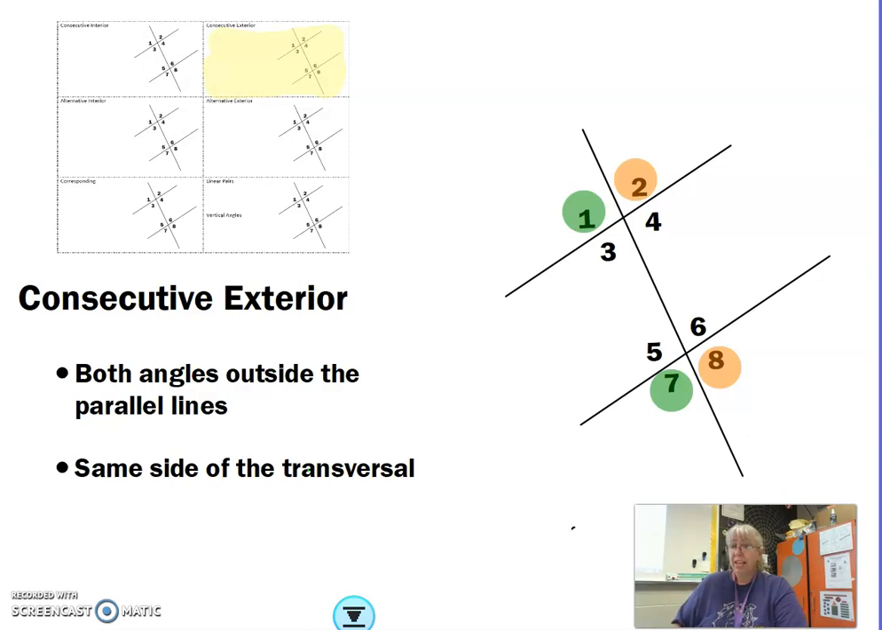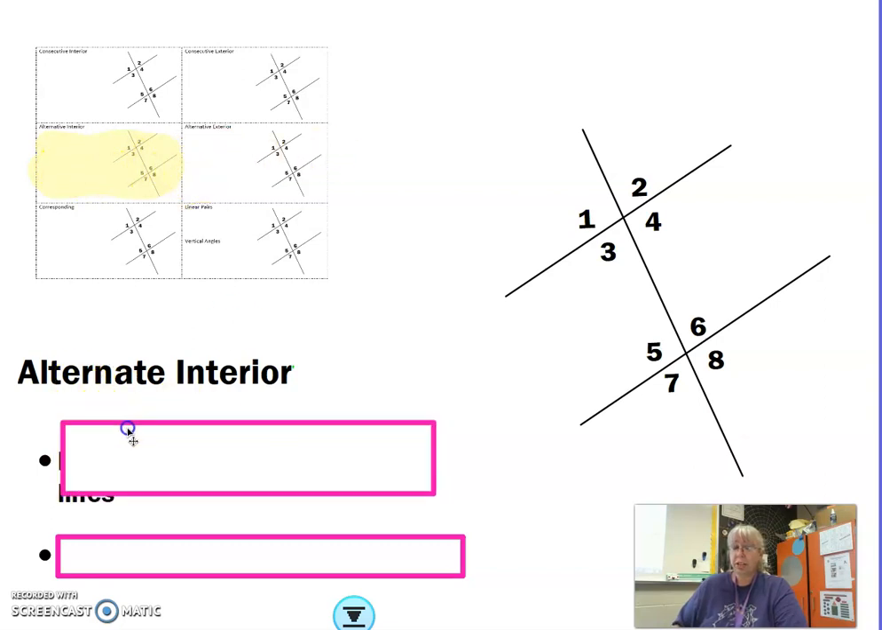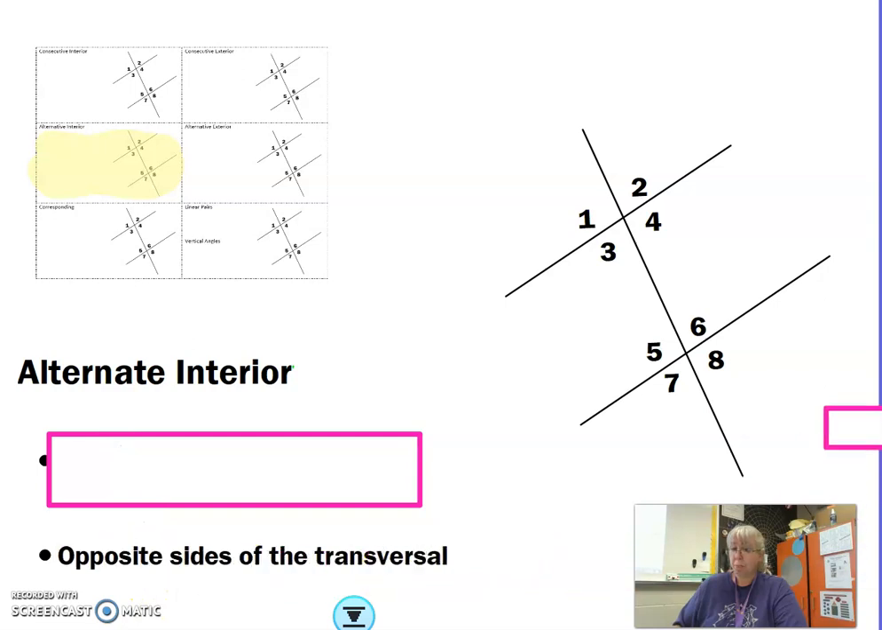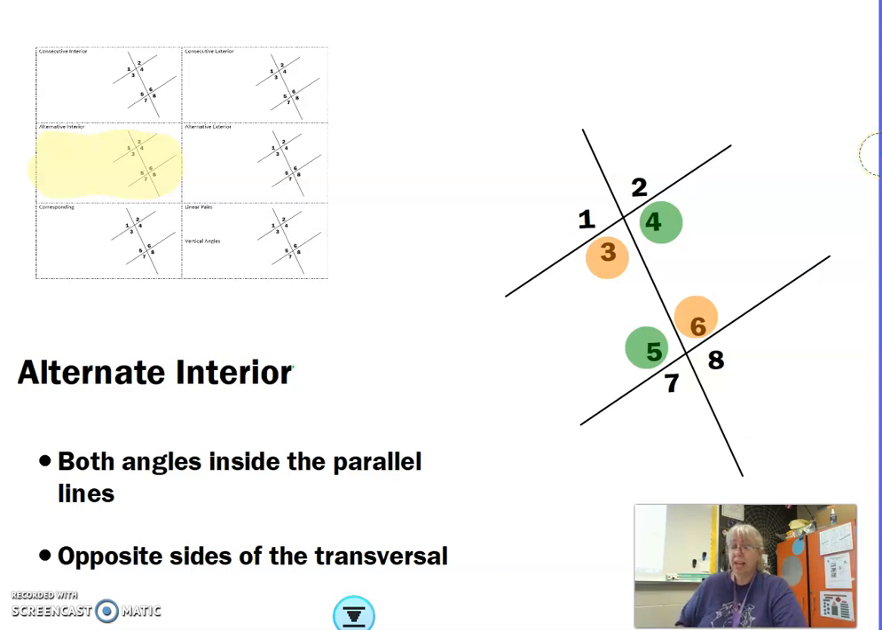Now that we've done the consecutive, let's look at the two alternates. So these are both in the middle here. If they are alternate angles, so that means they are on opposite sides of the transversal, and they are both inside, we call them alternate interior angles. So that would be 3 and 6. And then our other set would be 4 and 5. It is important to know these names because they're going to help us later on know whether these angles are equal to each other or supplement to each other.